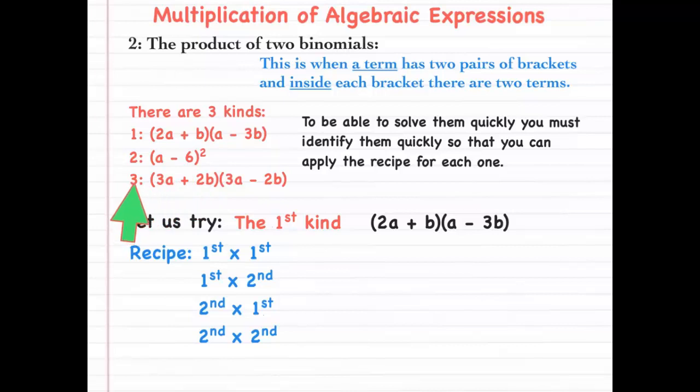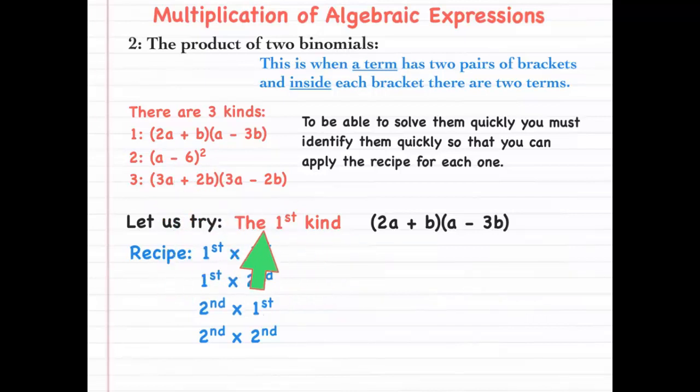And then the third kind is when we have two pairs of brackets with two terms in this one and two terms in that one, but hang on, they are almost identical. There's a 3a, there's a 3a, there's a 2b, there's a 2b, but only the signs differ. So when two brackets are identical, but only the signs between the terms in the brackets are different, then we can apply a different recipe, a quick way. So please accustom yourself to these different ones, and then I'll show you how each one works.